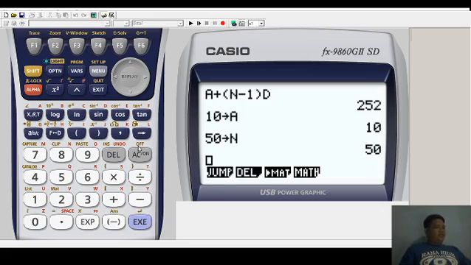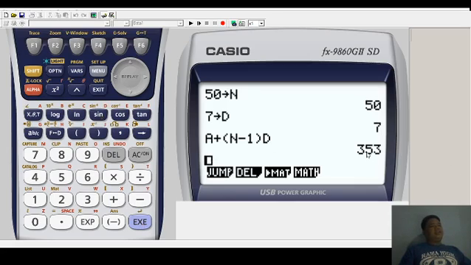Then our common difference for the 50th term of column 3 is actually 7. So we need to assign that to alpha sin, that's D, and then press execute. And then you need to type our formula for the arithmetic sequence, that is A plus the quantity of (N minus 1) times D. And that is 353. So there you go. We now have the first three terms of row 50.